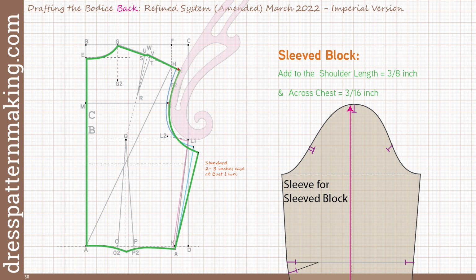To draw the armhole for the sleeve block, you'll need to add 3/8 of an inch to the shoulder length and 3/16 to the across chest, as we did for the front. You will also need to draft the actual sleeve to go with the sleeved block. Now, before you draft the sleeve, you may also want to check the amount of ease at the bust level for this sleeved block and make some adjustments so that you only have between 2 and 3 inches ease at the bust level. If you are really thin with no body fat and you like things really closely fitting, you might want to reduce that down to 1.5 to 2, but if you're large and you do have quite a bit of body fat, you may want to try the 3 inches.